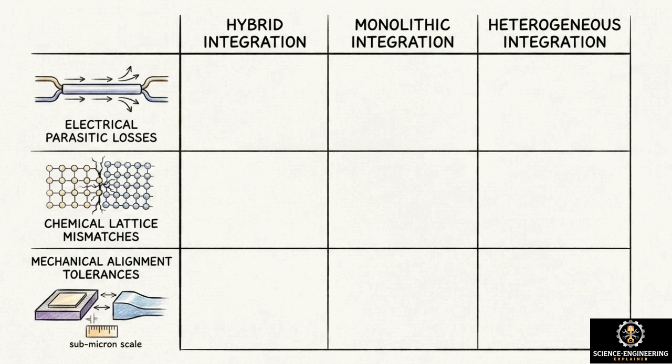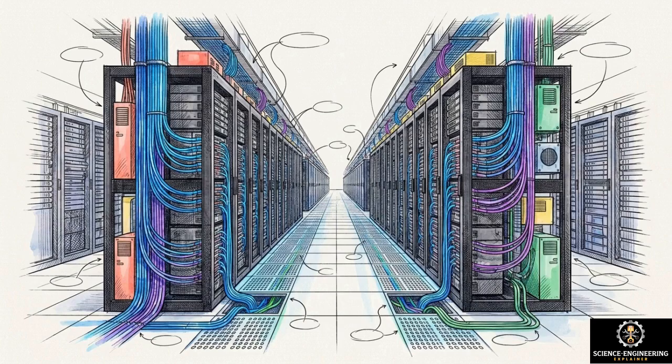This integration architecture matrix shows 3 approaches to solve this material mismatch: hybrid, monolithic, and heterogeneous integration. Choosing between them requires balancing specific physical trade-offs: electrical parasitic losses, chemical lattice mismatches during growth, and mechanical alignment tolerances during assembly. Evaluating the physics of these 3 paths reveals the hardware requirements for next-generation hyperscale data centers.